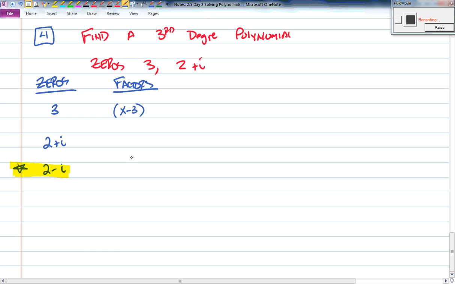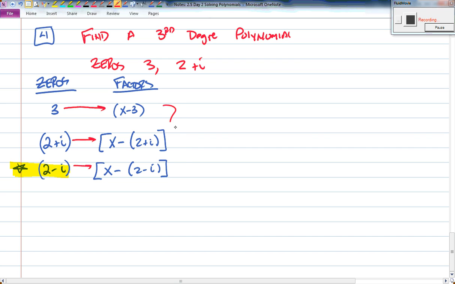Correct. So if 3 is a zero, what's my factor? x minus 3. Good. If 2 plus i is a zero, think of this, you guys, as an entity, as a number in itself. So that means I'm going to have x minus (2 plus i). If 2 minus i is a zero, then think of it as an entity, so it's x minus (2 minus i). So I had a zero, I turned it into a factor. From there, I'm going to multiply all my factors together to create my polynomial.